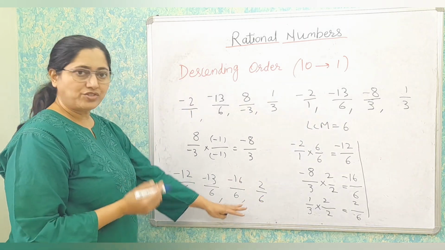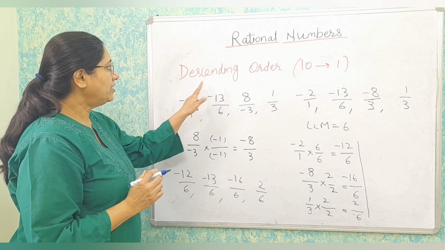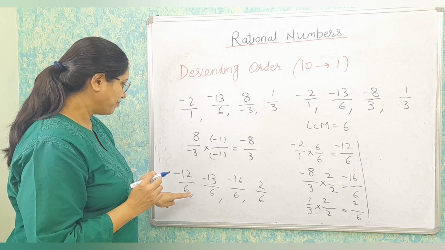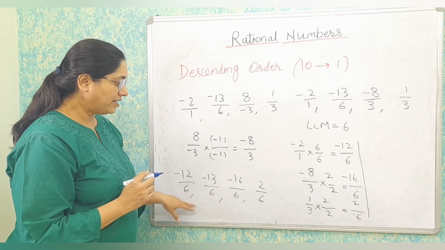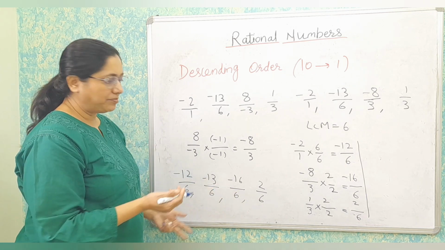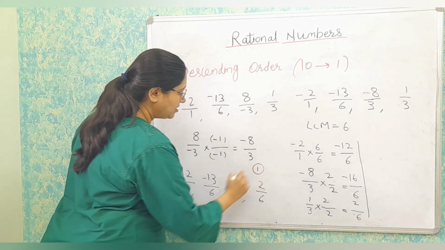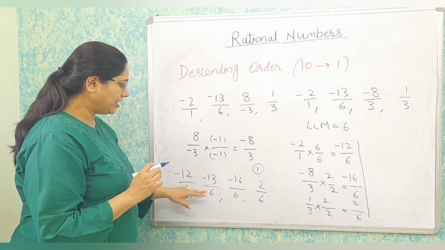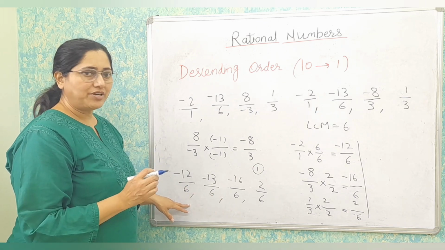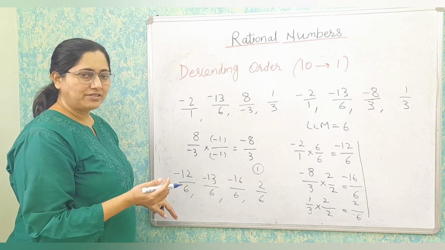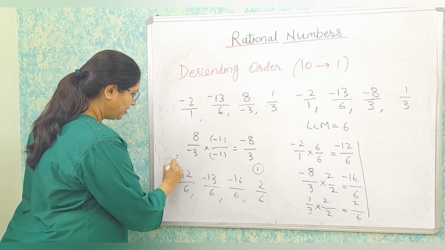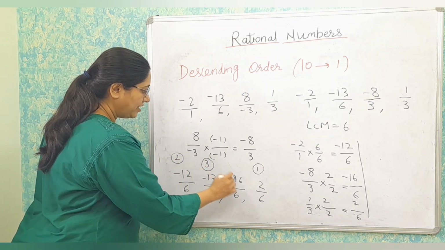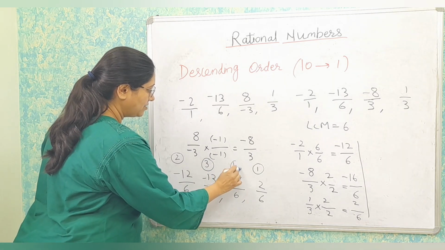Now I have to decide which one is bigger and which one is smaller. Descending order means big to small. So first we have to find out the biggest one. All 3 rational numbers have negative sign, so the positive rational number will be the biggest. So I can say 2 upon 6 is the biggest. Second one, as I told you earlier, when all the rational numbers are negative, the rational number with smaller numerator is always greater. So second one would be -12 upon 6. Third one -13 upon 6, and the last one -16 upon 6.